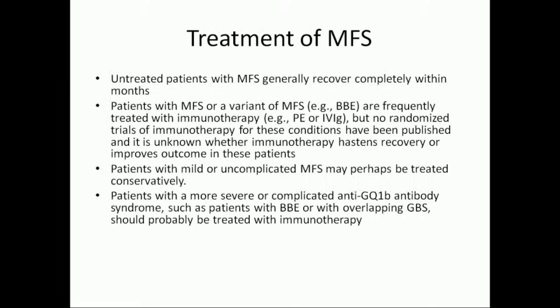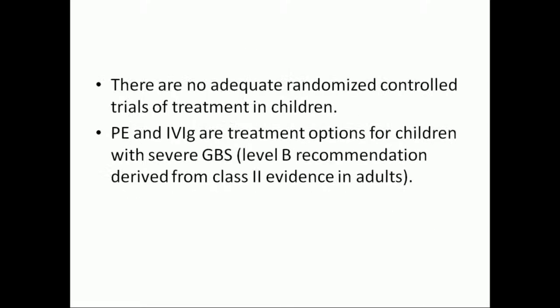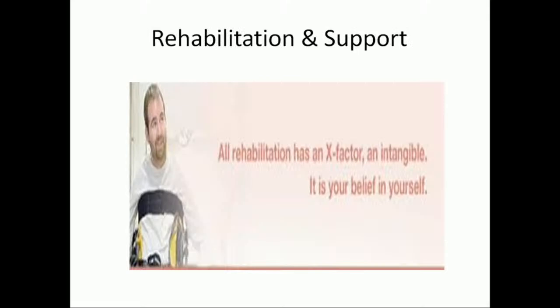Treatment of the Miller Fisher variant of GBS, usually they recover on their own, you just have to observe, and if there is an increase in weakness, then you can use plasma therapy or IVIG. Steroid is not indicated in case of GBS. There is a trial going on of IVIG plus steroid, and they found that IVIG plus steroid is effective and isolated steroid is not effective. So don't use steroid. Pain is very excruciating, so we have to use either gabapentin or carbamazepine, or you can use paracetamol or anti-inflammatory agents, NSAIDs, or tramadol or mexiletine.